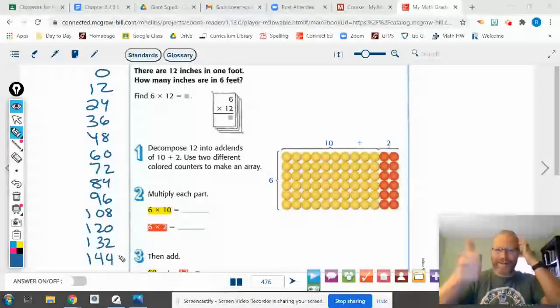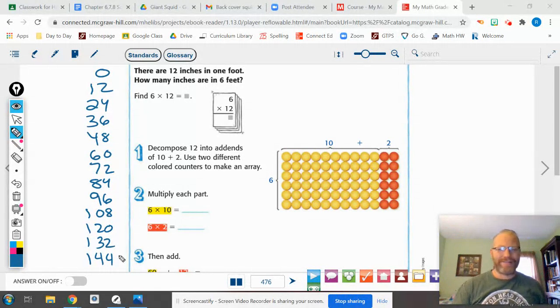132, 144. I counted my 0 as a 1, so I was off the whole time. So there you go. We have our numbers. Make sure that you practice saying those numbers so that you can get yourself prepared for multiplication.